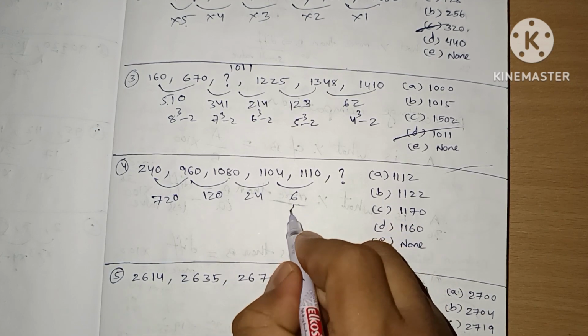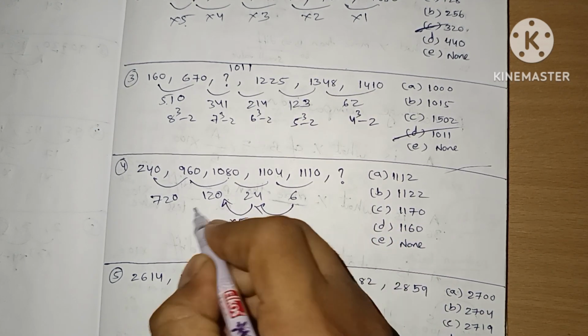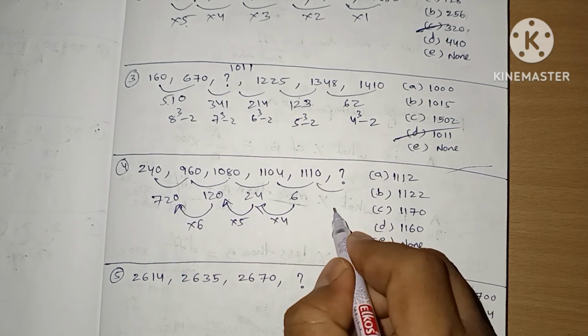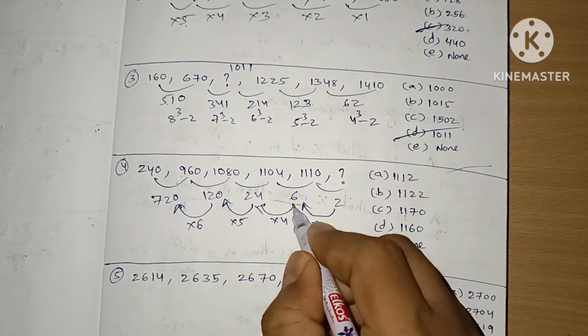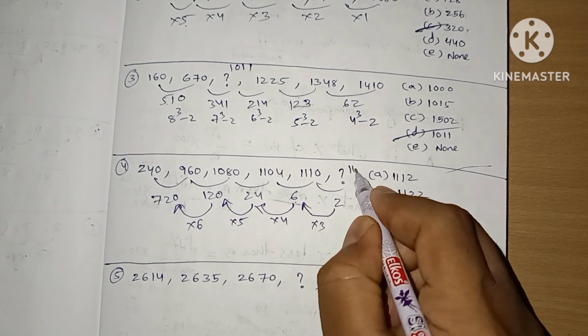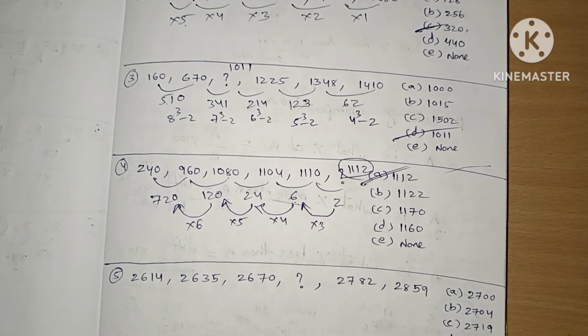So it is clear that it is into 4 times, into 5 times, into 6 times. So the number here must be into 3 times. 2 3 times becomes 6. So the difference between these two is 2. So our answer will be 1112. Option A is our answer.